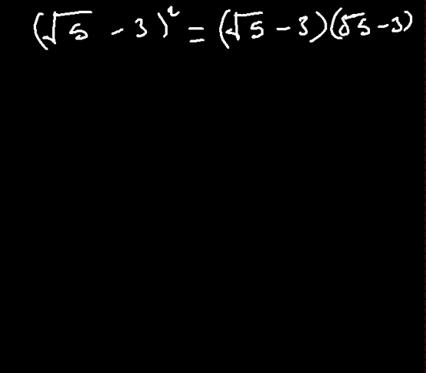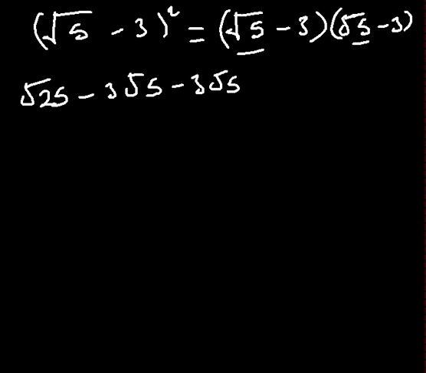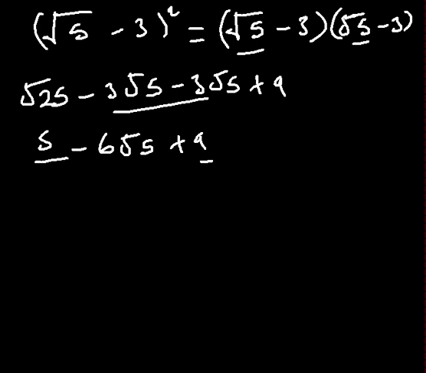So in this case, root 5 times root 5 is root 25, and the minus 3 times root 5, and the minus 3 times root 5, and plus 9. What is the square root of 25? That is 5. And these are like terms, so we have negative 6 root 5 plus 9. So we add, that will be 14 minus 6 root 5. So that is the solution.